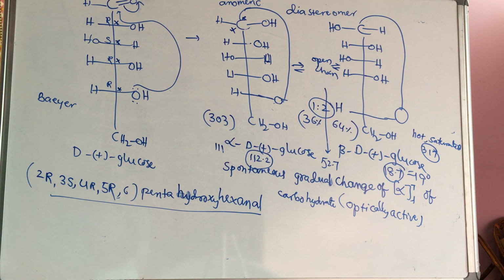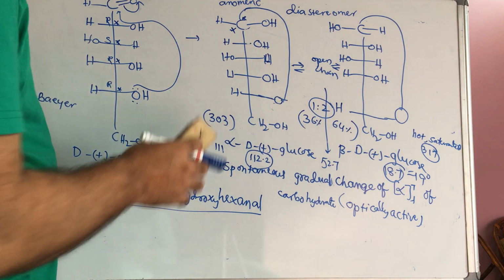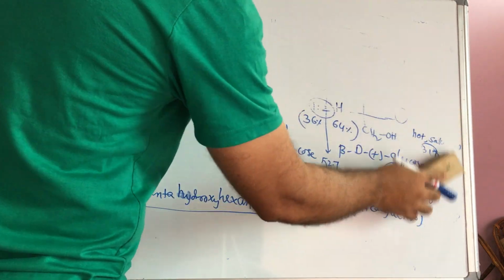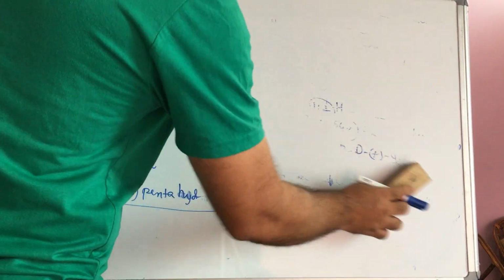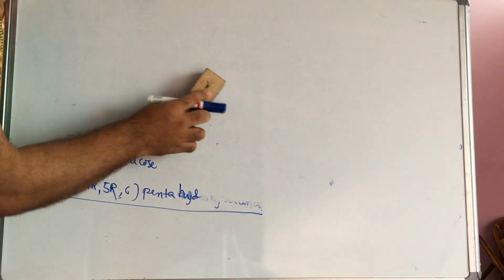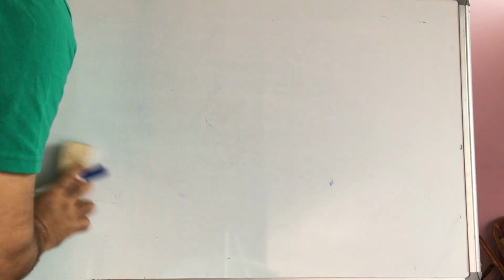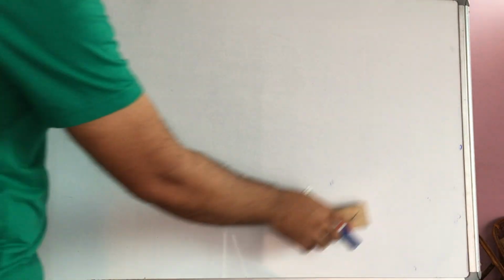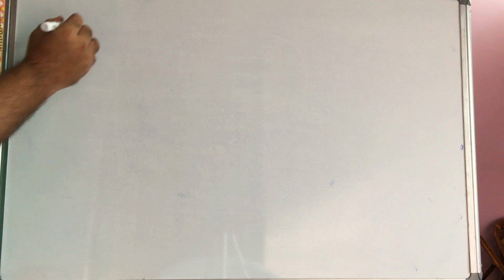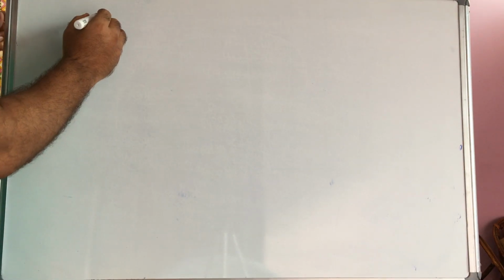Next, epimers. What are epimers? An epimer is a compound whose configuration is different at one of the chiral carbons. So glucose, mannose, galactose, talose, allose, idose, altrose, all these have a configuration difference at only one carbon with respect to glucose, or any one compound considered.